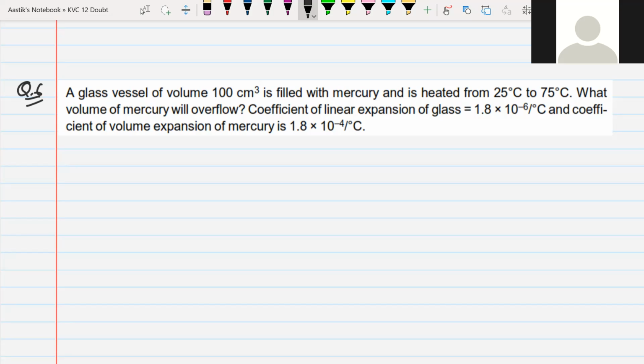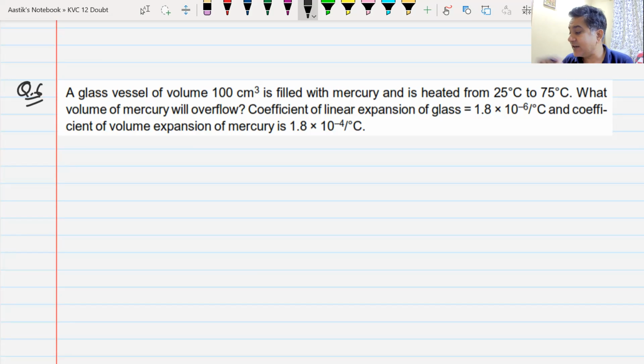1.8 into 10 to the power of minus 6, meter, beta. Do you have an answer? 1.8 into 10 to the power minus 6. The answer that I have is 0.87 centimeter cube. 10 to the power minus 6 is meter cube probably. The answer that I have is 0.87. I may be correct, I may be wrong. I don't know.